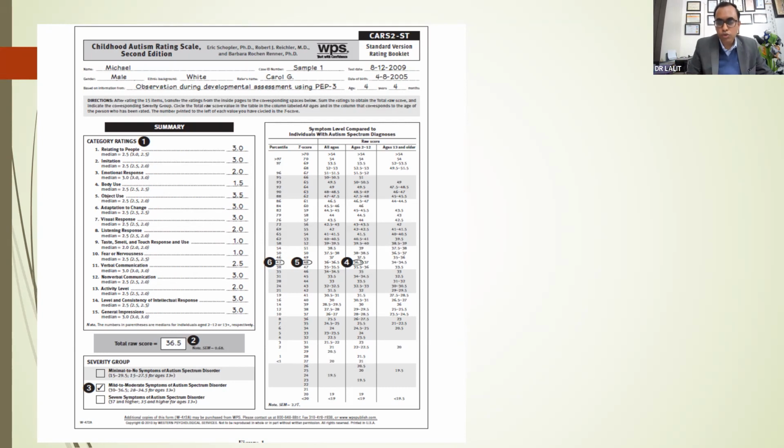So what does the T score basically mean? The T score gives you an overall impression of the severity of the child in relation to the majority of children who have been diagnosed with autism spectrum disorder. That is what the T score means. As the severity of the raw score increases, the T score increases. We will see the correlation between the T score and the raw score in the next slide.